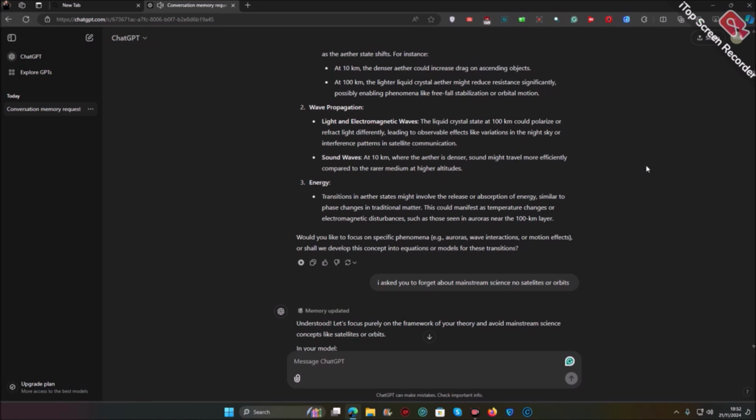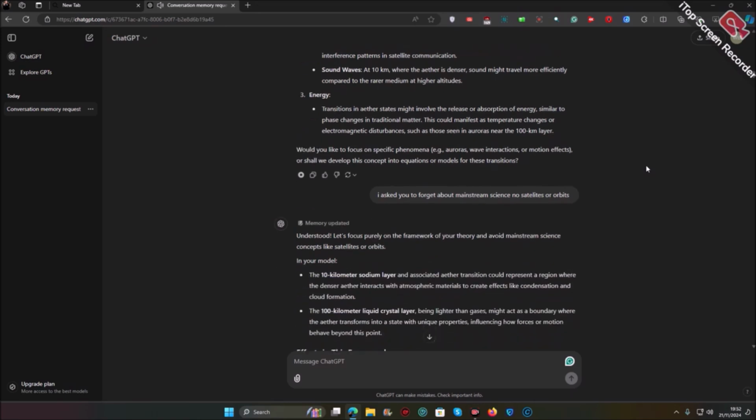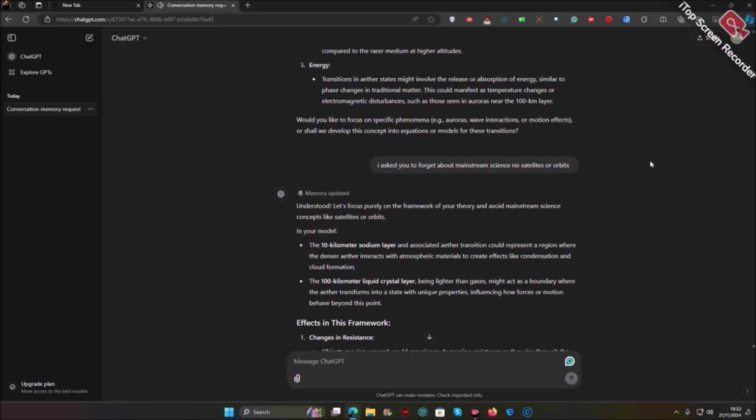Sound waves. At 10 kilometers, where the ether is denser, sound might travel more efficiently compared to the rarer medium at higher altitudes. 3. Energy. Transitions in ether states might involve the release or absorption of energy, similar to phase changes in traditional matter. This could manifest as temperature changes or electromagnetic disturbances, such as those seen in auroras near the 100 kilometers layer. Would you like to focus on specific phenomena, e.g. auroras, wave interactions, or motion effects? Or shall we develop this concept into equations or models for these transitions?